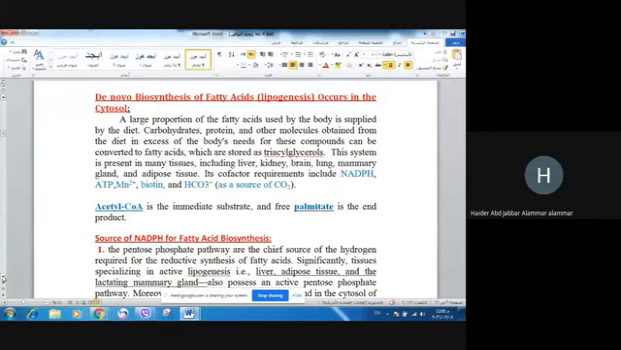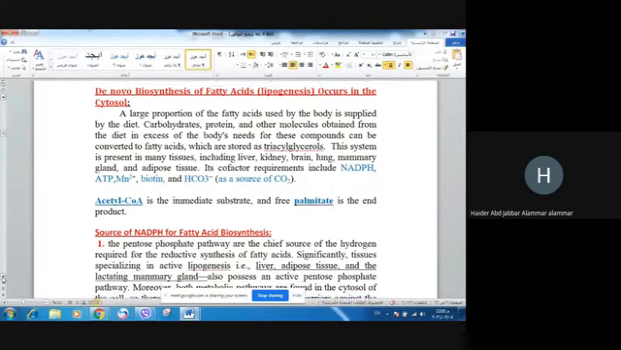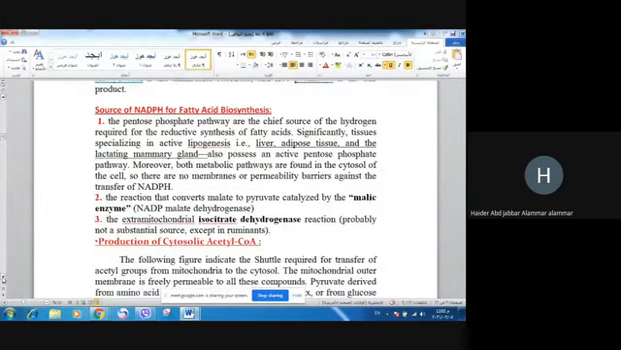As I said, there is NADPH as a reducing agent. From where does NADPH come? So the question here, or the issue here, is what are the sources of NADPH for fatty acid biosynthesis? This is an important thing.